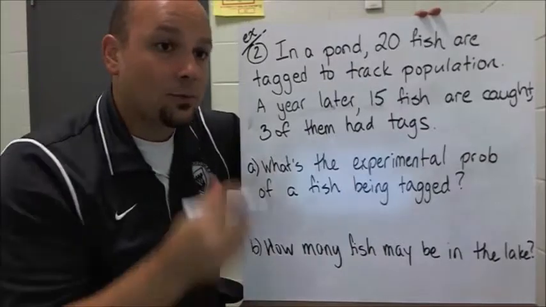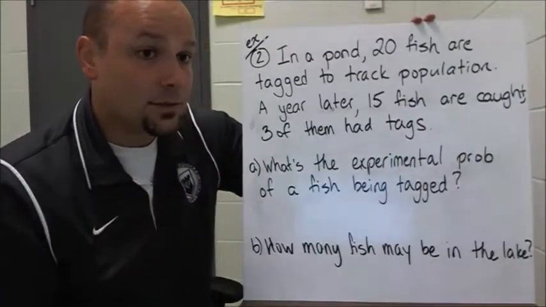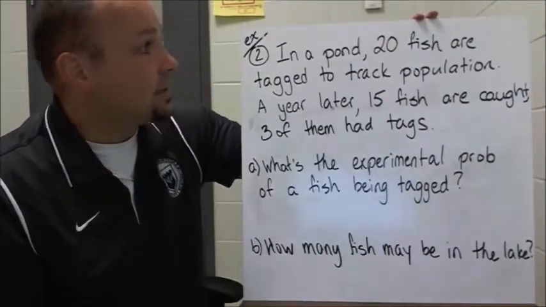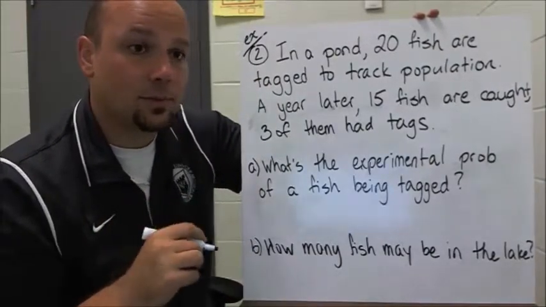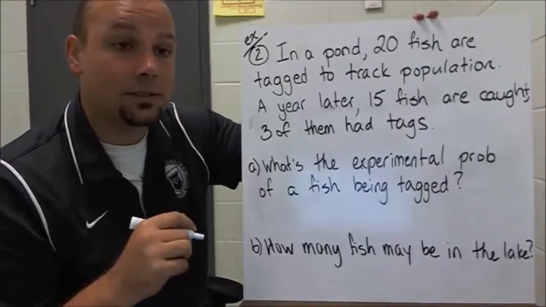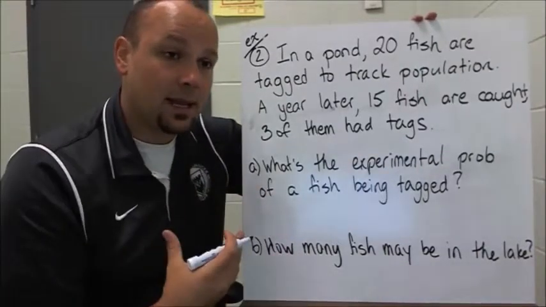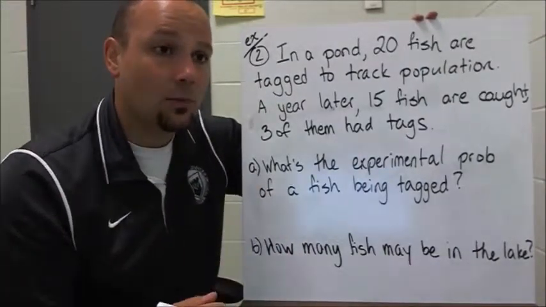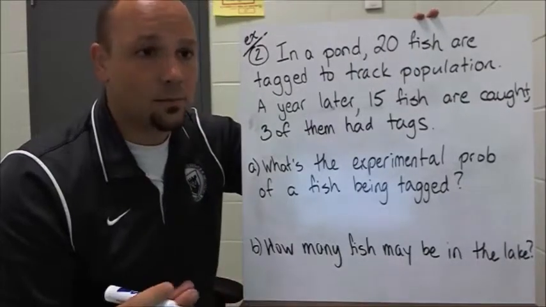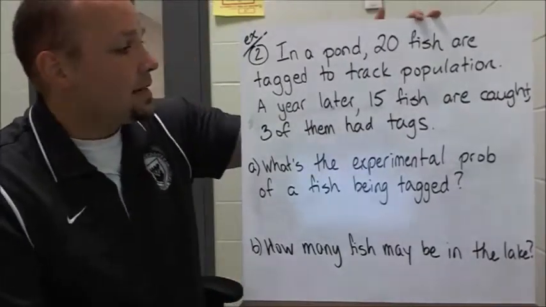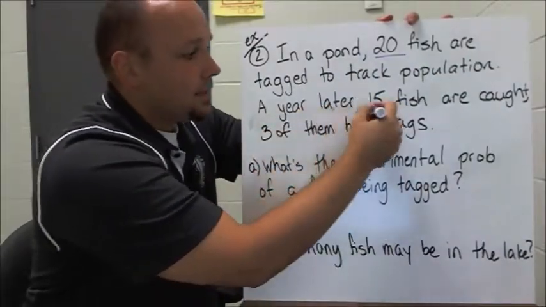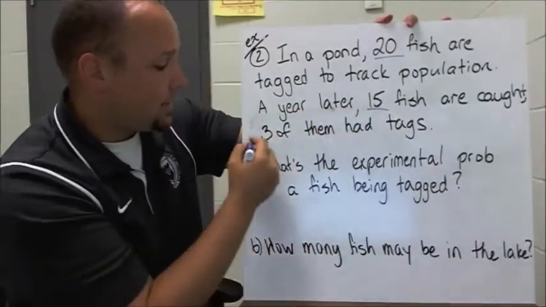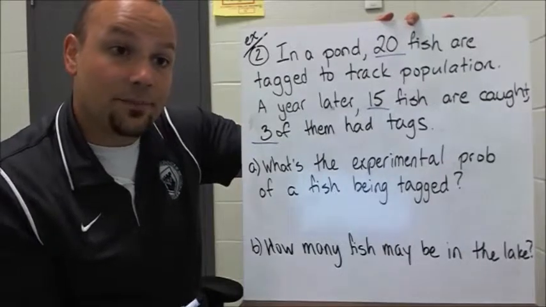So this is an actual real life example. So scientists and researchers actually do this kind of stuff. So in a pond, 20 fish were tagged in order so that they can track their population. So in a pond, they catch 20 fish and they tag them all with either microchips or physical plastic tags. Okay? A year later, so 20 fish are tagged. A year later, 15 fish are caught and 3 of them had tags on them.